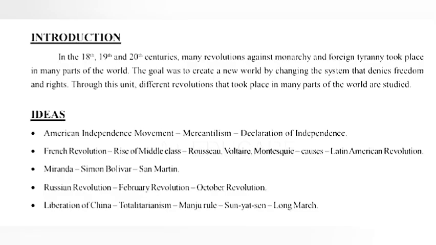Unit 1: Revolutions that influenced the world. In the 18th, 19th, and 20th centuries, many revolutions against monarchy and foreign tyranny took place in many parts of the world. The goal was to create a new world by changing the system that denies freedom and rights. Through this unit, different revolutions that took place in many parts of the world are studied.